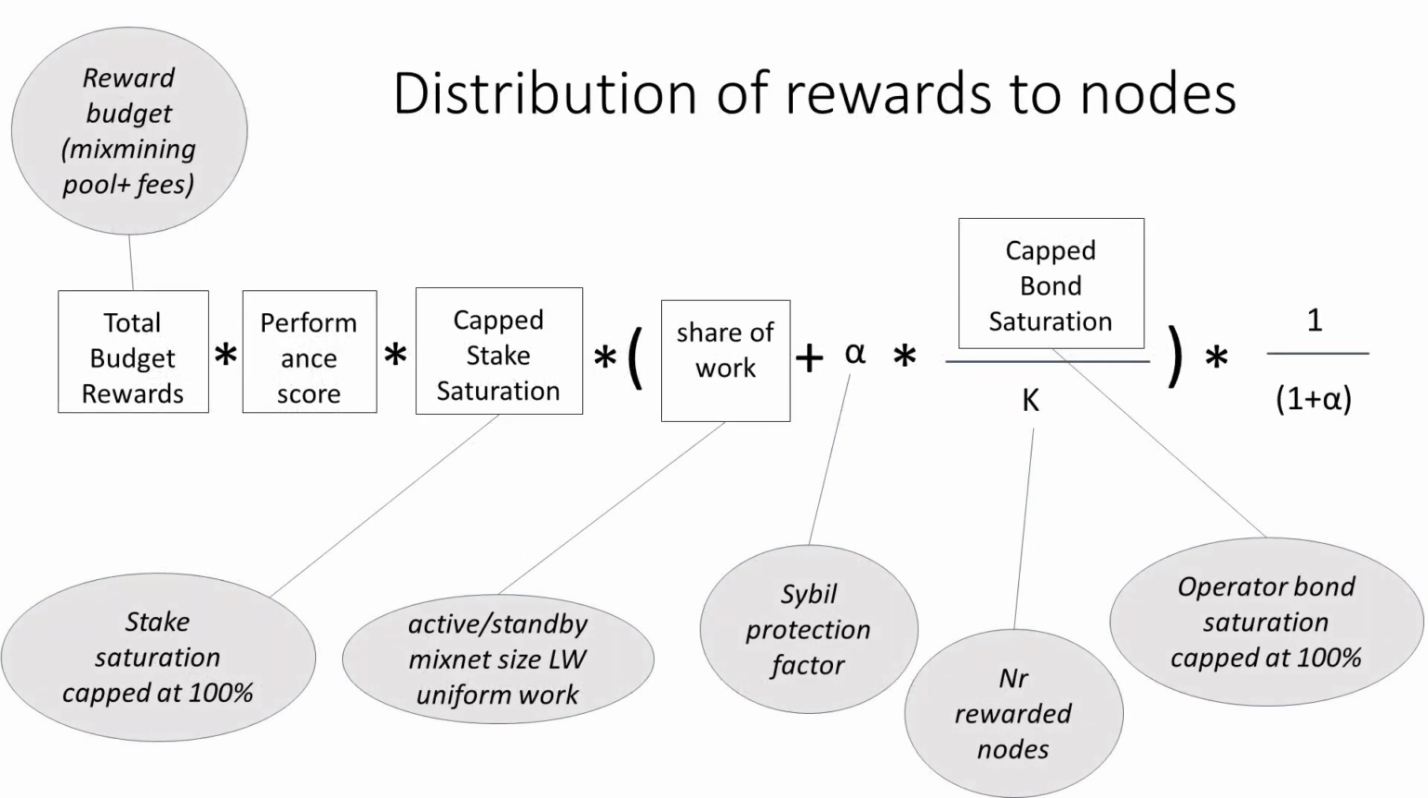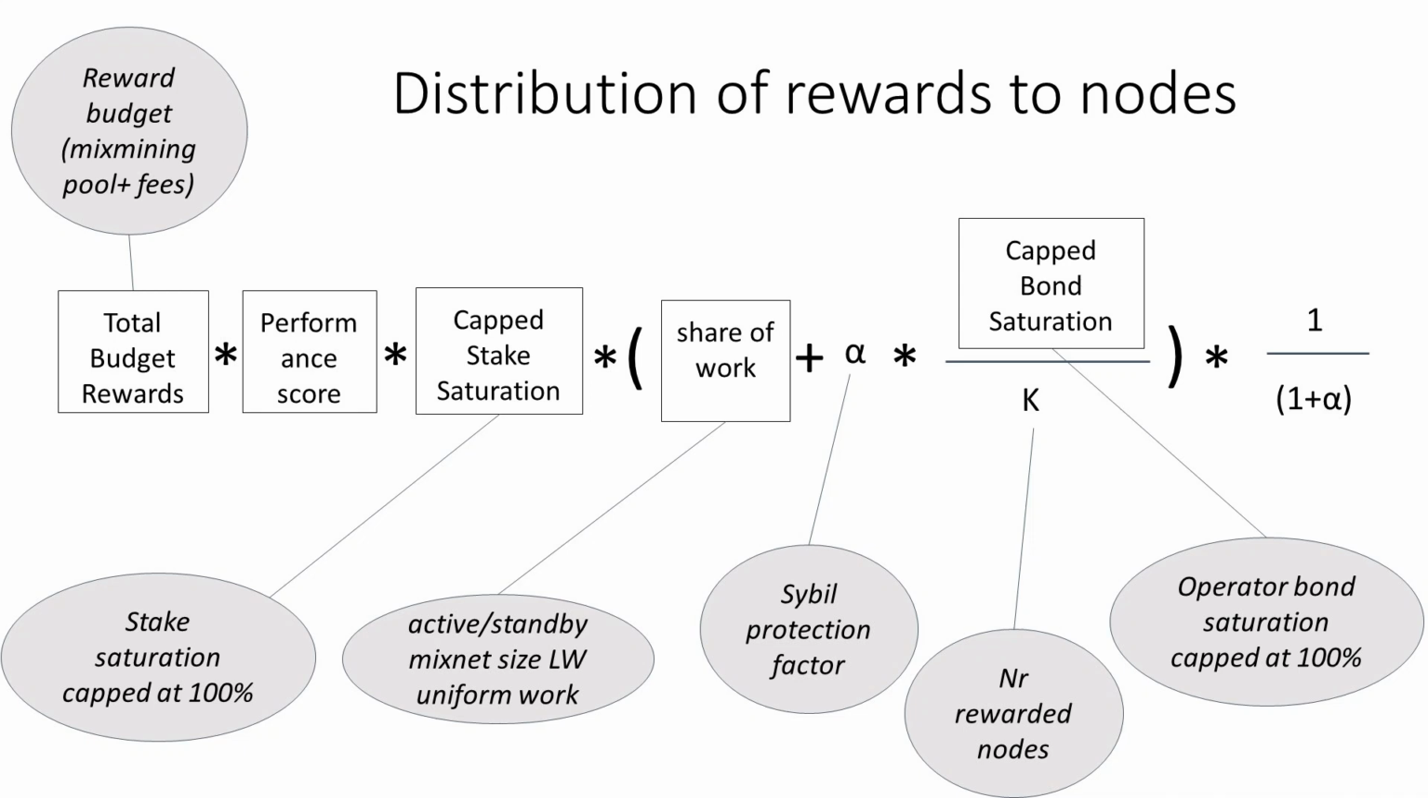saturation. Okay, so you have to see, you're doing work 1/k, if you have a full bond saturation, this is also 1 over K. So then here you have 1 over alpha, and then you get the full total rewards budget divided by the number of rewarded nodes. If you're scoring a 1 in all of these elements, the performance score, the cap saturation stake, and the cap bond saturation.